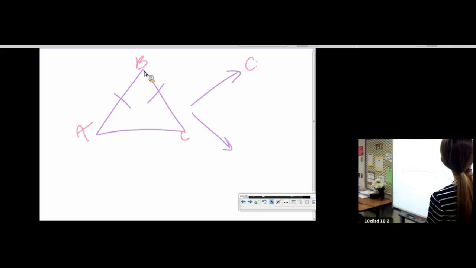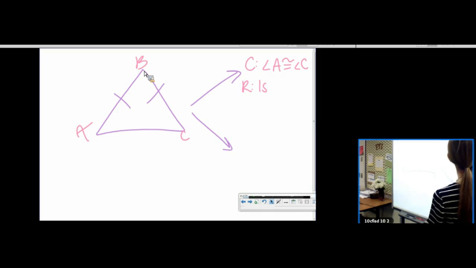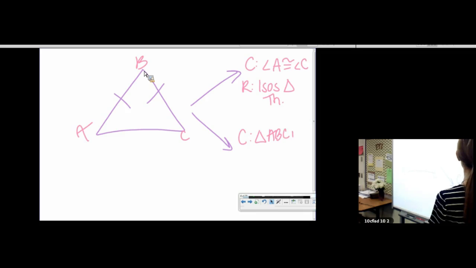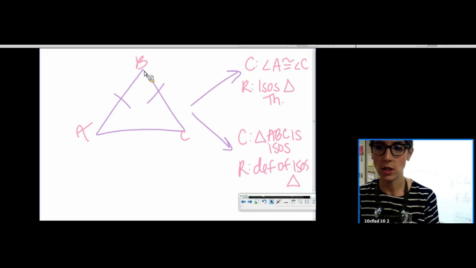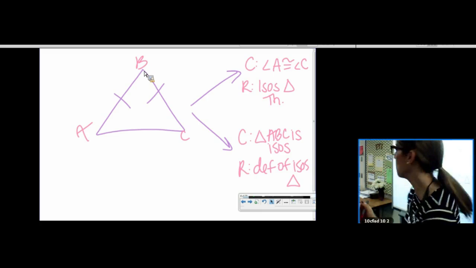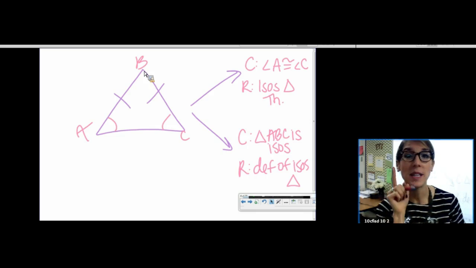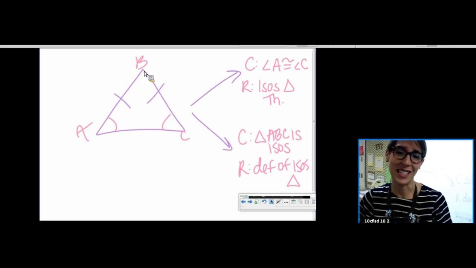Conclusion. Angle A is congruent to angle C. Reason. Isosceles triangle theorem. Or you could go this way. Triangle ABC is isosceles. Reason, that's the definition of an isosceles triangle. So those are the directions you could go. You could say that, boom, the angles are congruent, and you're using a theorem to say that. Or you could just state that it's an isosceles triangle. You're just using a definition for that.